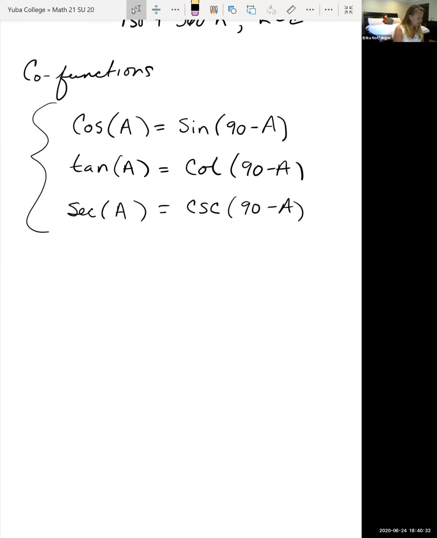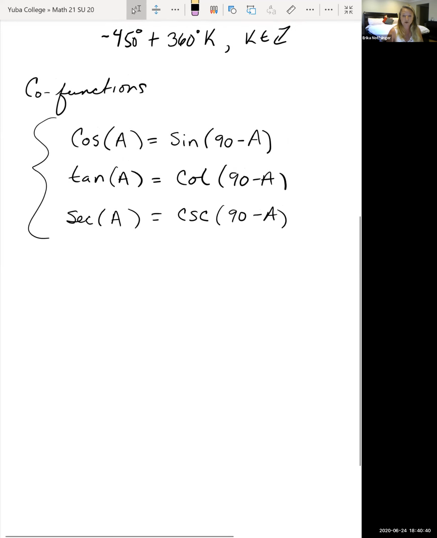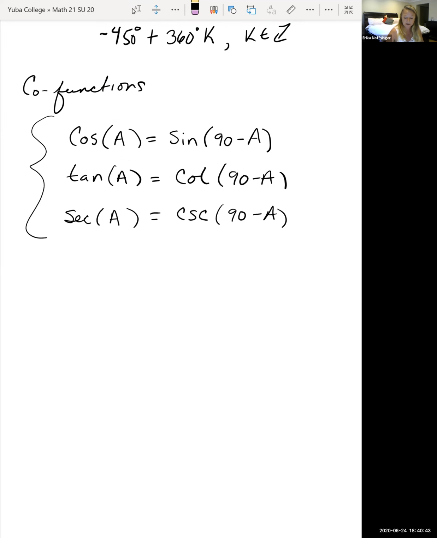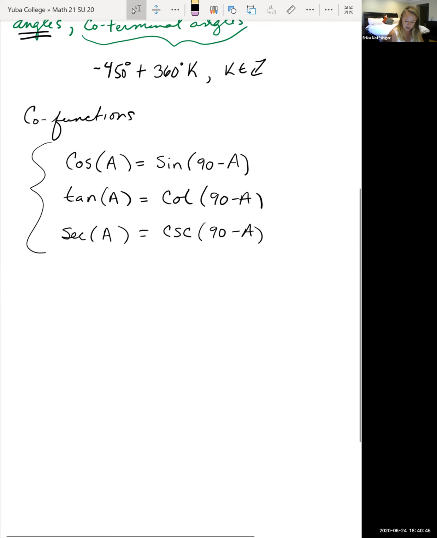Does the A have to be in degrees? No, not necessarily. If it was written like this, yes, but it could have been in terms of radians. If we were looking at radians, we would treat it as pi halves minus that angle. So depending on what you're looking at, radians or degrees.